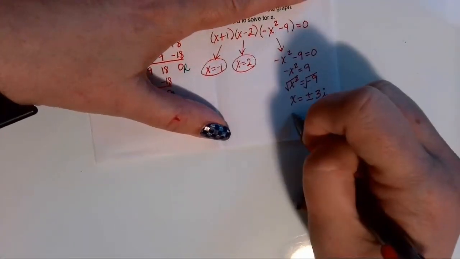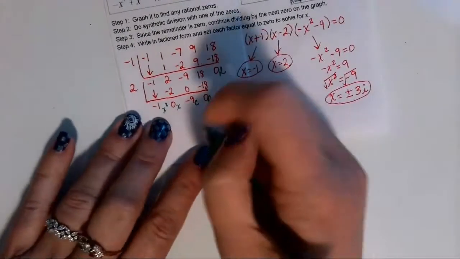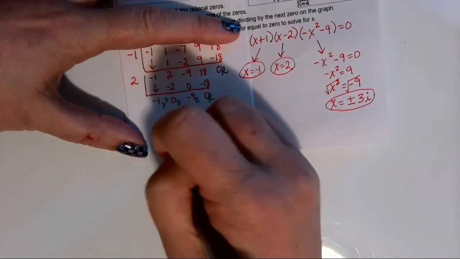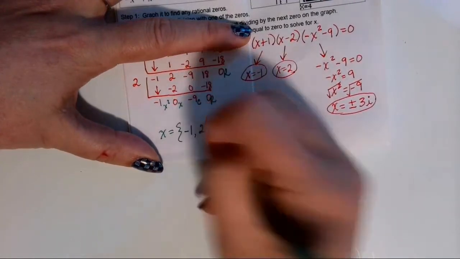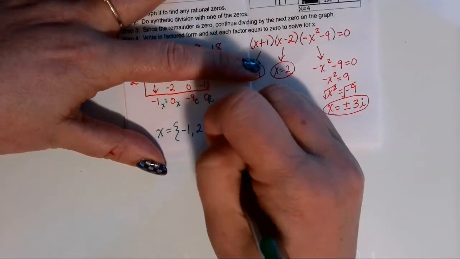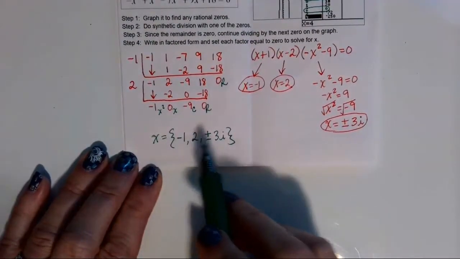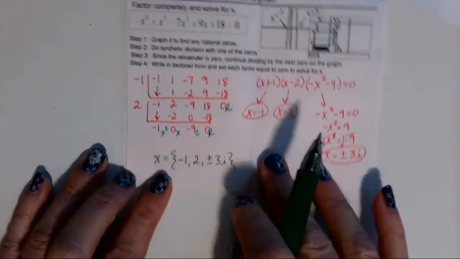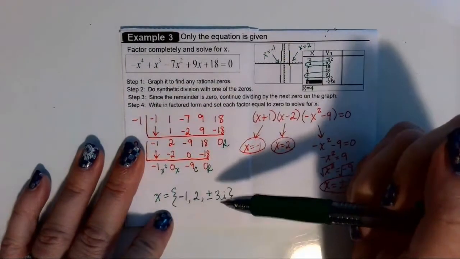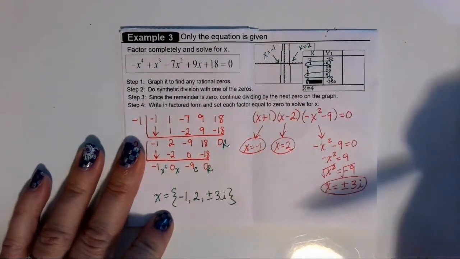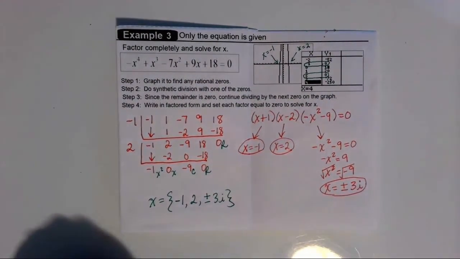So that would be 2 zeros, 3i and a -3i. So my final answer then would be x is equal to -1, +2, and then ±3i. And that would be 1, 2, 3, 4 zeros. And when I compare that to the degree of my polynomial, which is 4, they're all accounted for. So remember, the fundamental theorem of algebra says the number of zeros, complex zeros, has to match the degree.